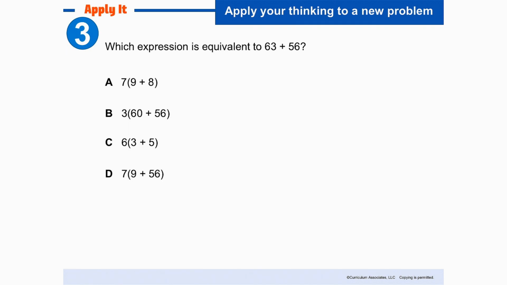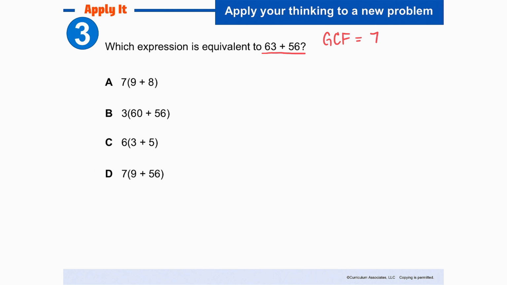Okay, which expression is equivalent to 63 plus 56? So all of these have different types of numbers sorted out and factored. What I want to do here is look at this main one here. And I'm going to look at these numbers and think, do they have anything in common? I know that 63 and 56 have a greatest common factor of 7. I know that I can multiply 7 by both of those.